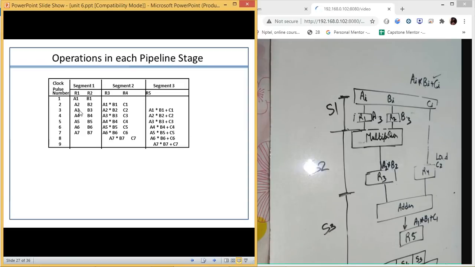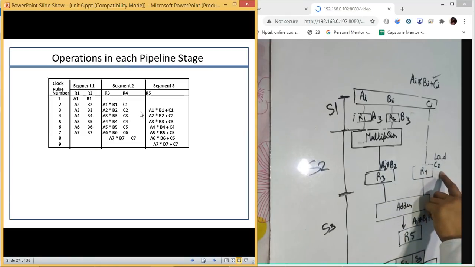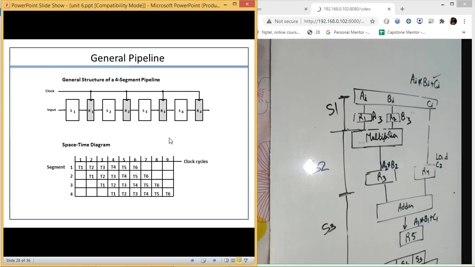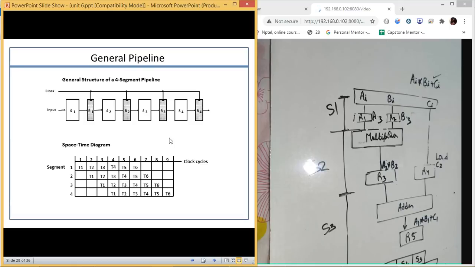At the third stage, A3, B3, A2, B2 and C2. Then this is A1, B1 and C1. So according to that, you can solve it for all the different stages. So this is how a pipeline works. This is one more representation of the pipeline, in which we have different stages and different registers.